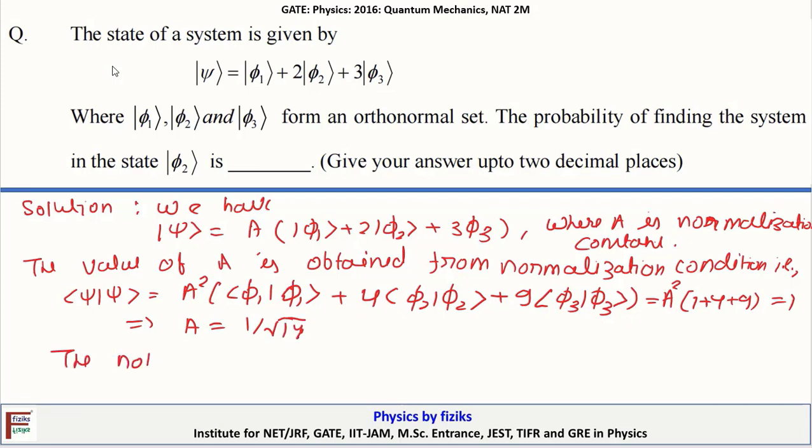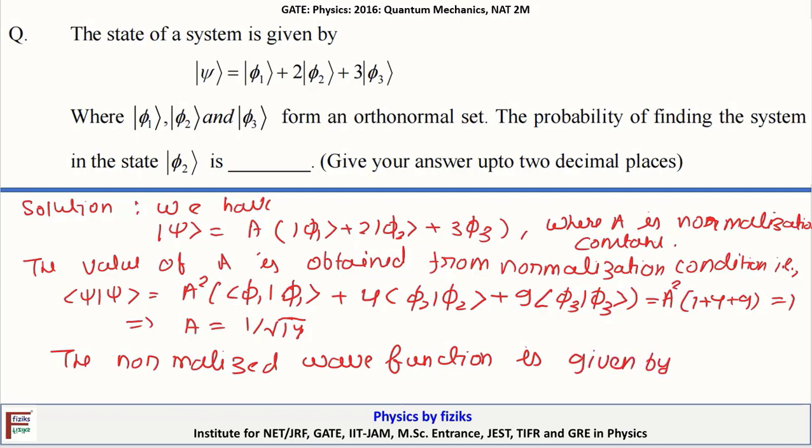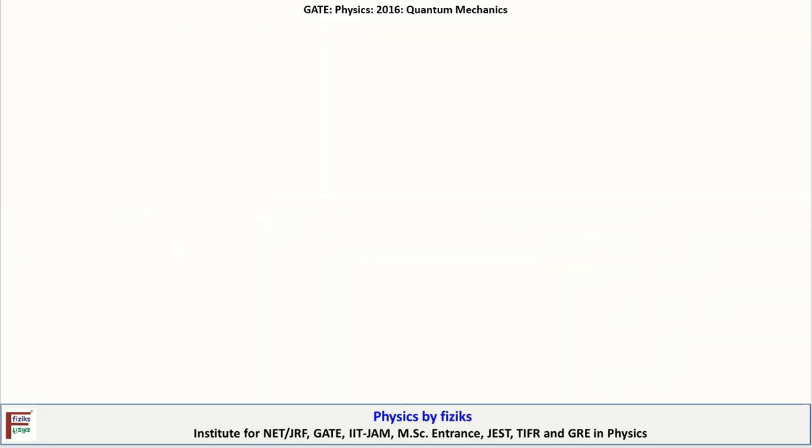The normalized wave function is given by psi is equal to 1 by root 14 phi 1 plus 2 by root 14 phi 2 plus 3 by root 14 phi 3.